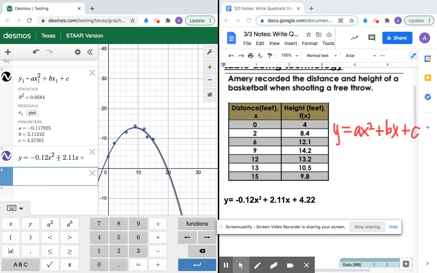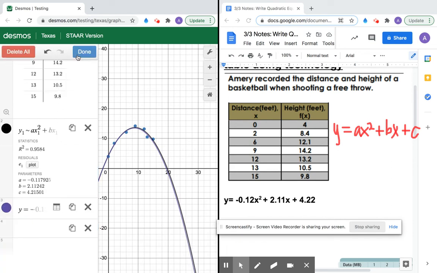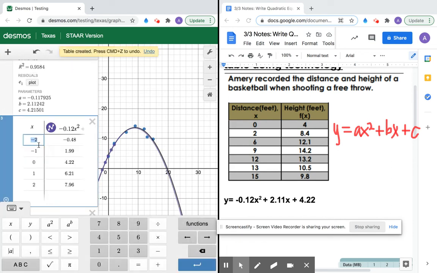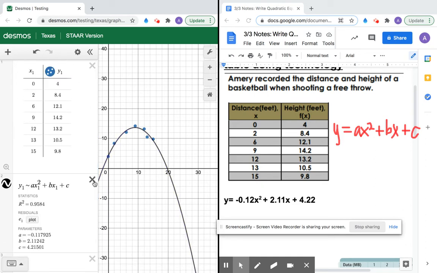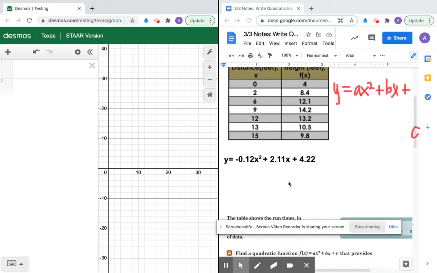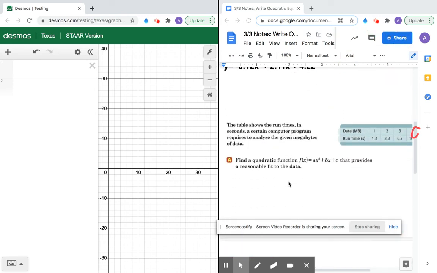So after that, if we wanted to pull up the table for that specific graph to look at when x is 4, what is the y value? What would the height be? 10.7, about 11. So when the distance is 4 feet, we could say that the height would be about 10.7 or 11 feet high. Okay, we're going to do one more example, and we'll show you again how to go through this and make predictions. You can make your predictions using your graphing calculator, or you can also just plug in the value.